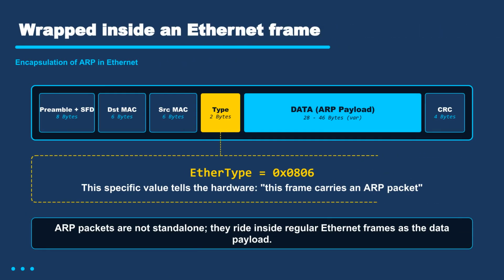ARP packets don't travel alone. They ride inside regular Ethernet frames. The type field set to hexadecimal 0806 tells the receiver this frame carries an ARP packet.